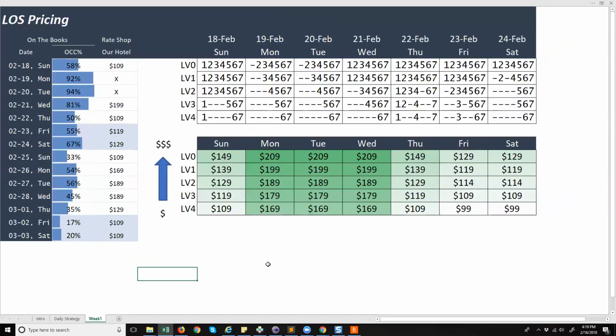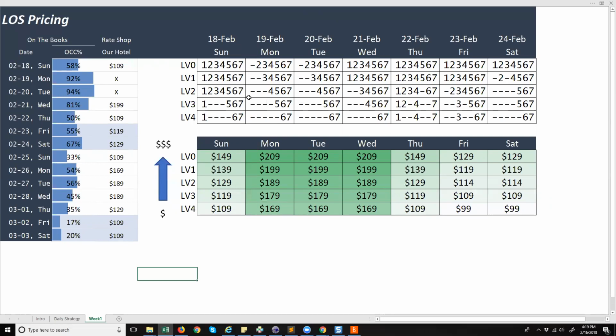So let's talk about what length of stay pricing actually is. Length of stay pricing is a way for you to offer different price points at different lengths of stay, ultimately with the goal of incentivizing the longest lengths of stay possible.